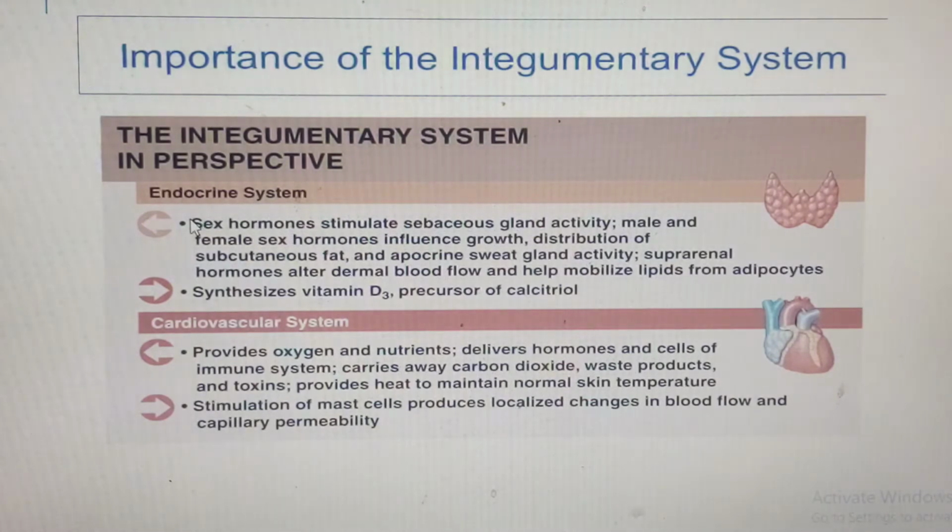But not only that, even the endocrine system, being one of the components of the coordination system, just like the nervous system, will produce hormones to stimulate sebaceous gland activity. For instance, male and female sex hormones will influence that kind of growth we are talking about, even accumulation of adipose tissue in the skin, and then the activity of the apocrine sweat glands.